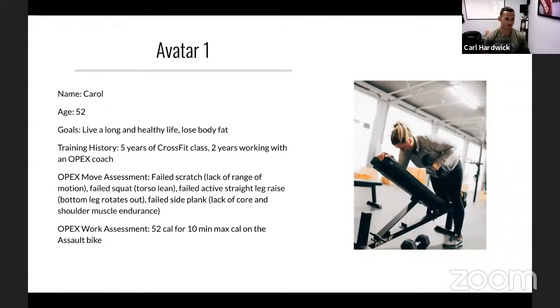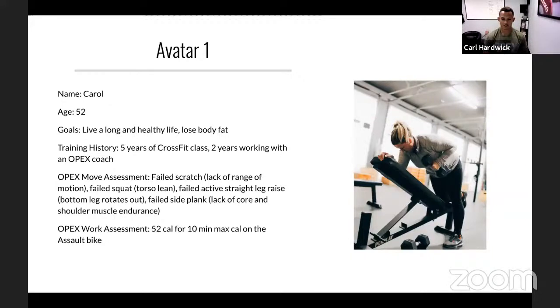Very, very common goals. Training history, 5 years of CrossFit class, 2 years working with an OPEX coach, and then some movement pieces here. She failed her scratch test. She failed her squat. She failed her active straight leg raise, and she failed her side plank. Carol is an absolute mess. OPEX work, she accomplished 52 calories for the 10-minute max calorie assault bike test. Nathan asks, what's the scratch test?